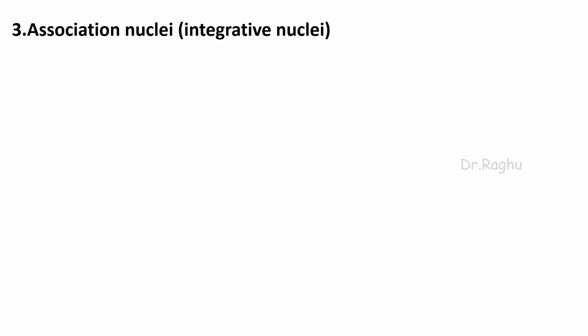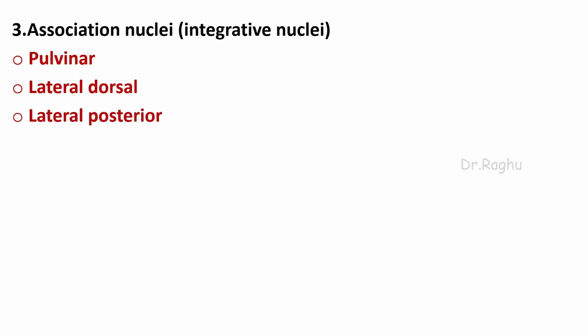The third functional group is called the association nuclei, or these are also called the integrative nuclei. Now, as the name suggests, these are the nuclei which are going to integrate two or more inputs. For example, there should be an integration between audition and vision. So there are nuclei which are going to integrate these two inputs. Under the association nuclei, we have the pulvinar, the lateral dorsal nucleus, and the lateral posterior nucleus.